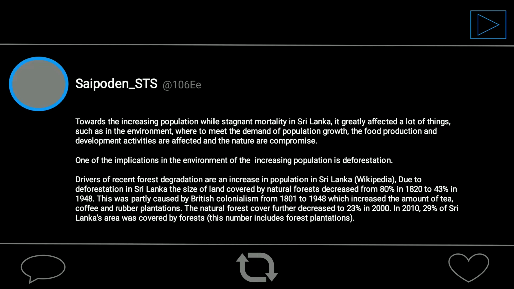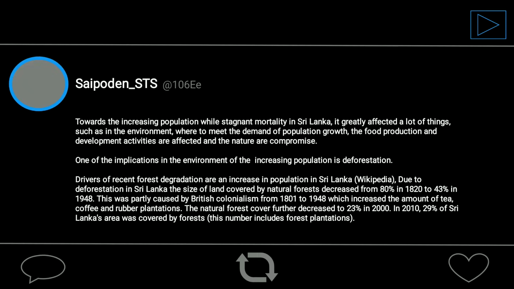Due to deforestation in Sri Lanka, the size of land covered by natural forests decreased from 80% in 1820 to 43% in 1948. This was partly caused by British colonialism from 1801 to 1948, which increased the amount of tea, coffee, and rubber plantations. The natural forest cover further decreased to 23% in 2000. In 2010, 29% of Sri Lanka's area was covered by forests.